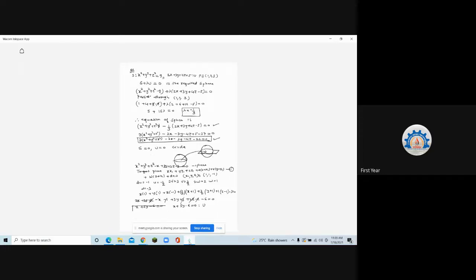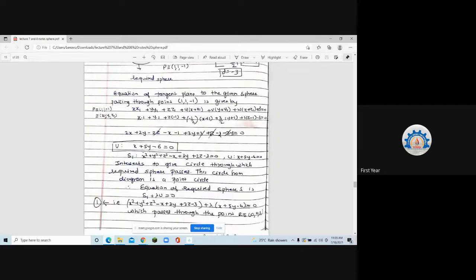Is it okay? मिला क्या आपको plane? The same plane? Yes, ma'am. Okay. So yeah, I got the plane. Okay, 5y, x plus 5y minus 6 is equal to 0.